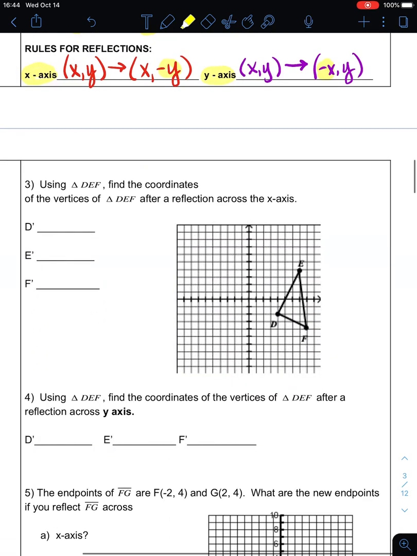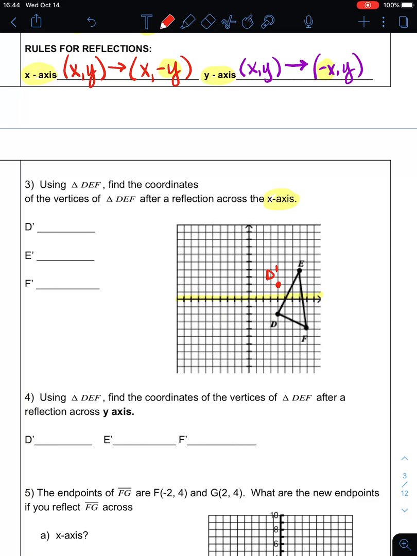Okay, so let's use DEF and practice this. Pause it if you want to try it on your own, but we want to reflect across the x-axis. My x-axis is right here. Notice that this time my shape is on the x-axis. So basically everything is just going to flip, like a triangle on a straw, and you're just going to turn that triangle 180 degrees. D is 2 below, so it's going to go 2 above.